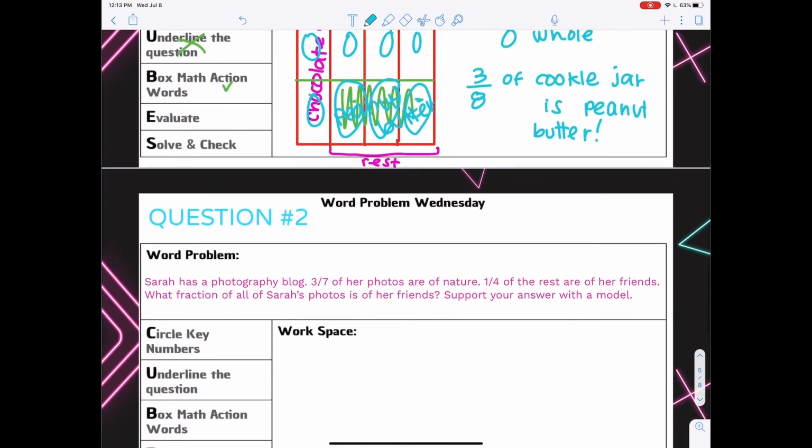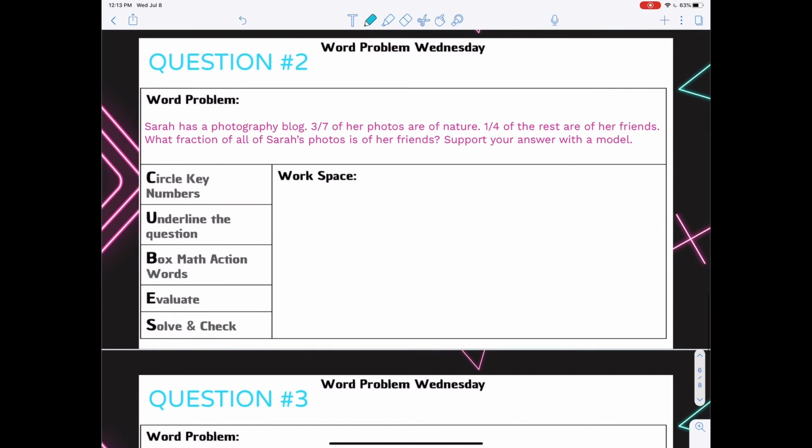Alright, so for our next problem, I'm going to set up C, U, and B, where you guys will set up E and S, and I'll give you some time to do that. So let's go ahead and apply CUBES to our problem. So first we're going to circle key numbers. So let's just read it first.